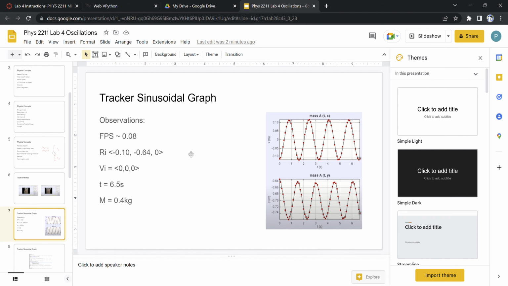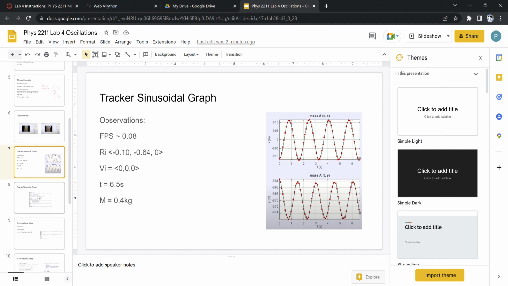In the sinusoidal graphs, we find that my FPS was about 0.8, or 0.08, I should say. My initial position was 0.1 meters, negative 0.64 meters. Obviously, no initial velocity, and the time that elapsed was 6.5 seconds, with the mass being 4 kilograms.